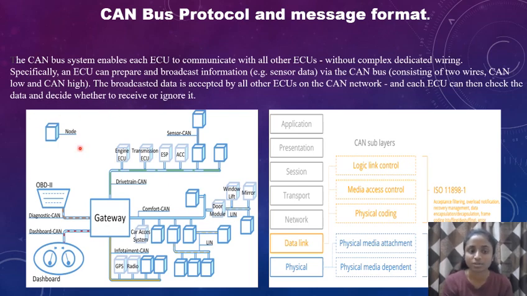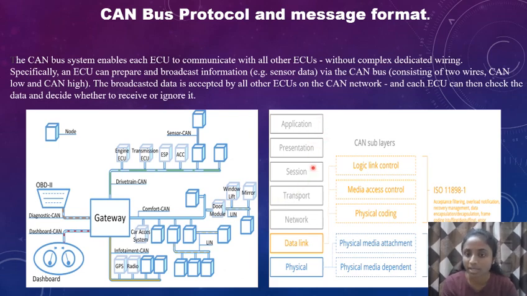This is the general structure of the CAN bus protocol, and here we have the gateway. Gateway converts the nodes into the general data format. Here we have two diagnostic CAN, and this is the dashboard. Here we have OBD2, and here we have a driver CAN, comfort CAN, and infotainment CAN. We have engine ECU, transmission ECU. ECU stands for electronic control unit. We have ESP and ASCC. Here we have sensor CAN, and many others.